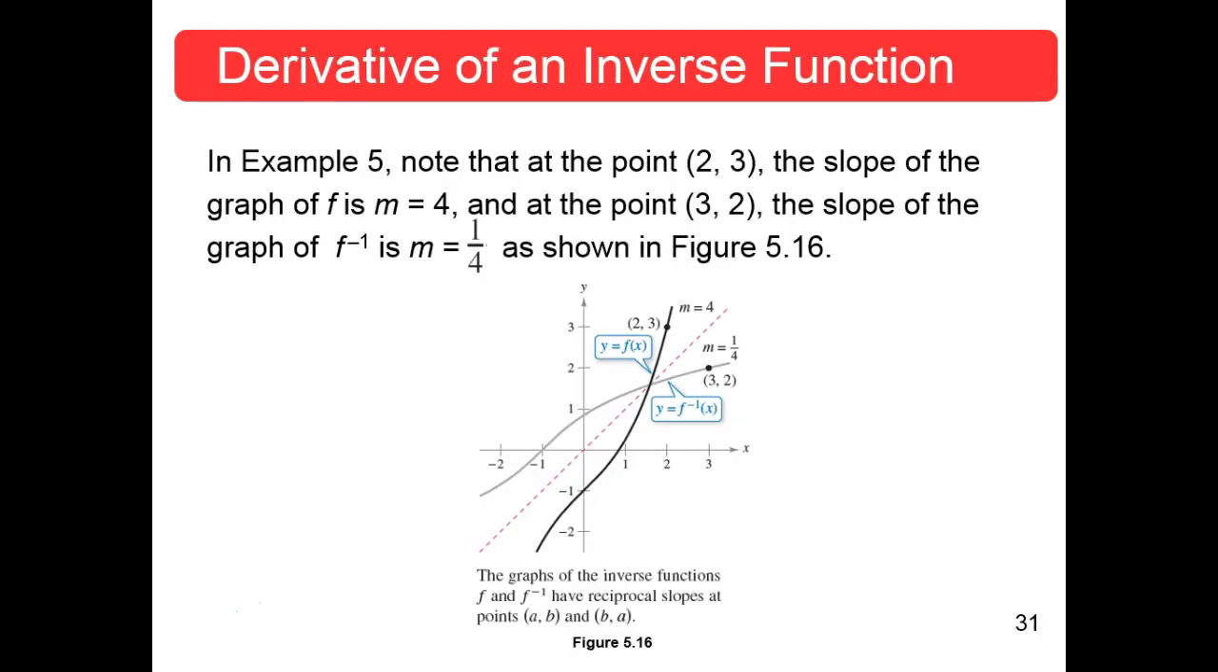Okay. In example 5, note that the slope of the graph is 4. At the point (3, 2), the slope of the graph is 1/4. The slopes reciprocate. They don't negate, they reciprocate. Okay? This is 4, that's 1 over 4. Both of those are always positive. And these are strictly increasing functions, they better be positive. Okay? Slope here of this one is 4, of this one is 1/4.